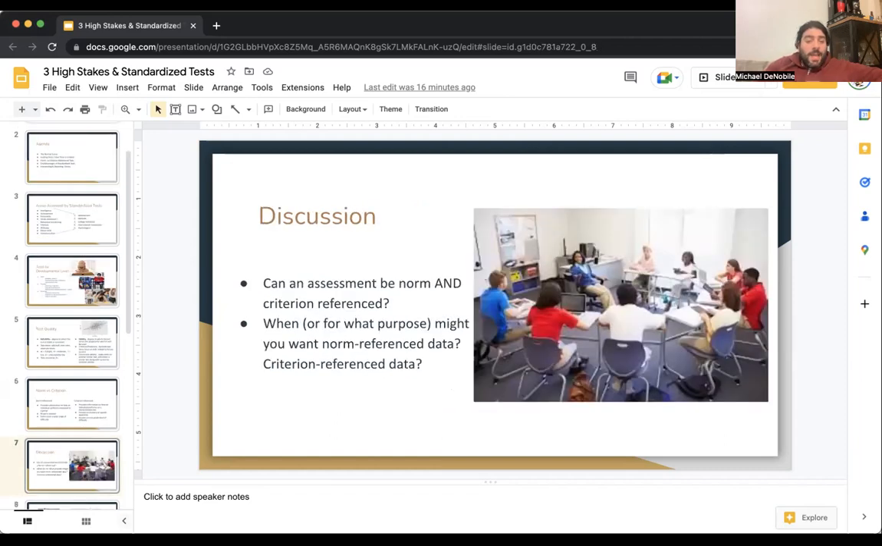But with that said, can an assessment be norm and criterion referenced? If I had the Jeopardy music, I'd play it right now. For dramatic effect, I'm just going to let that linger for a second. Can an assessment be norm and criterion referenced? And the answer is yes.